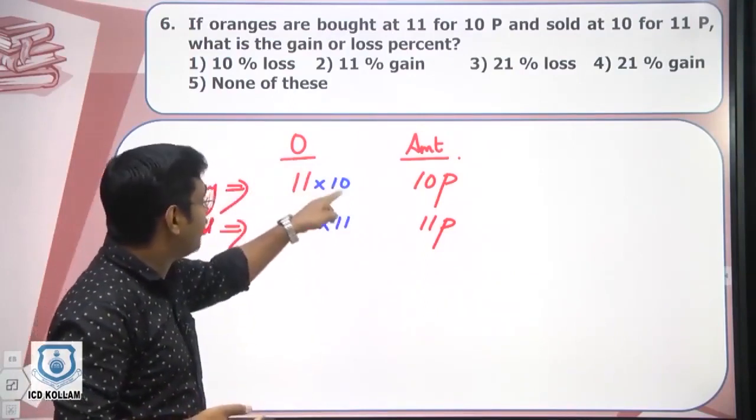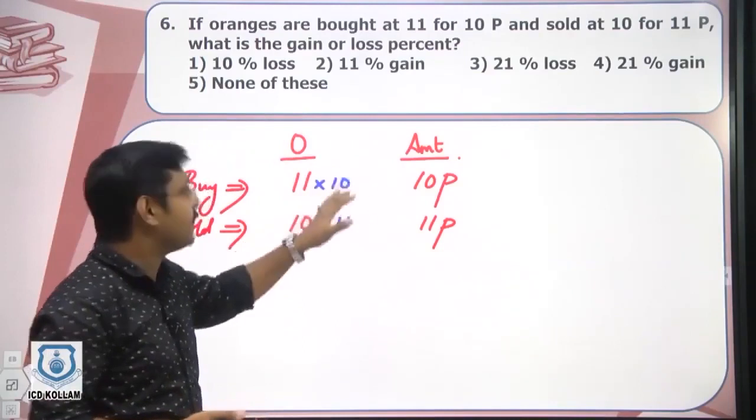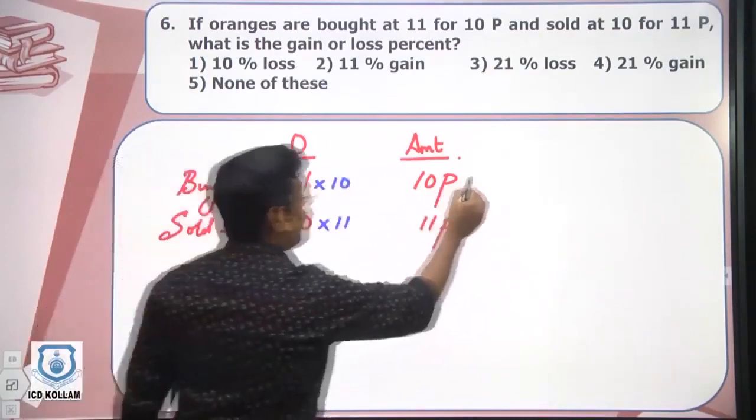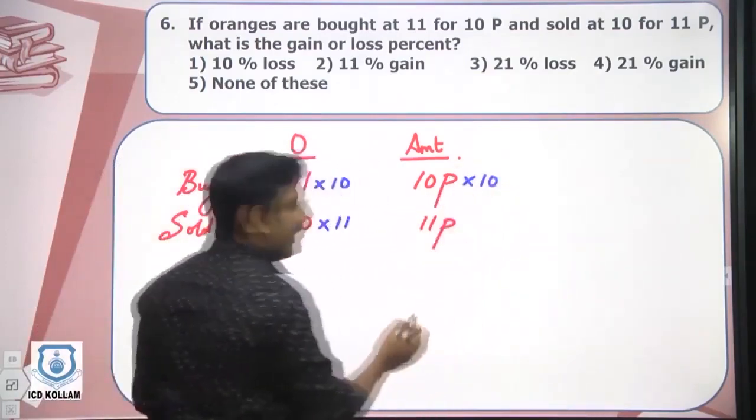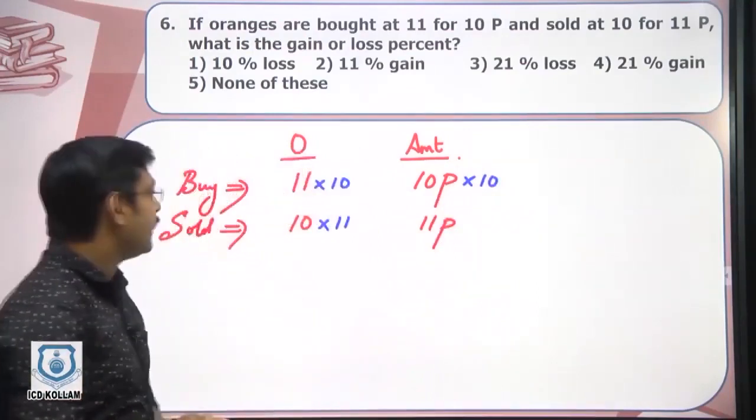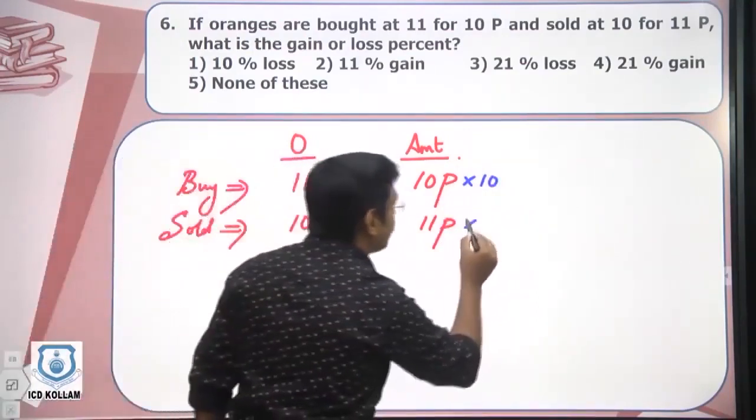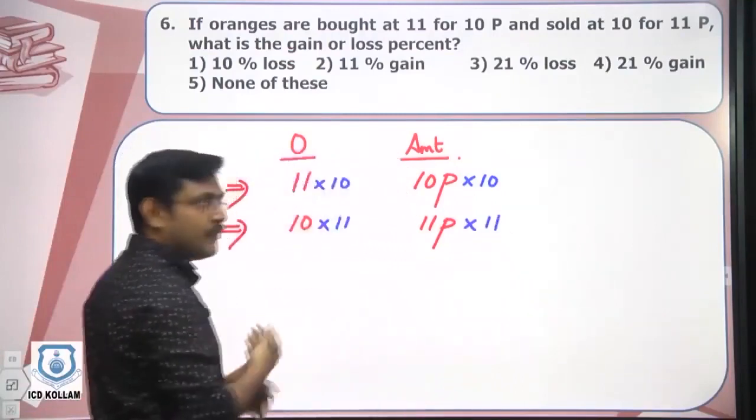Since here we need to multiply it with 10, in order to make the calculation mathematically equal, we need to multiply this amount also with 10. Then only it will be mathematically equal, right? Since here we multiply it with 11, here also we need to multiply it with 11. As a result of that, what happens?